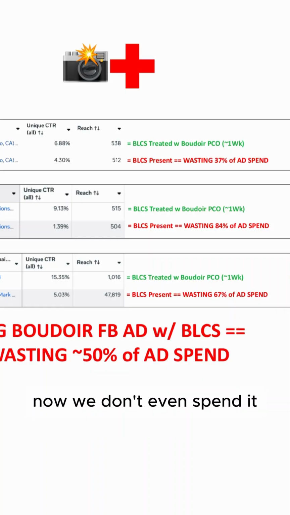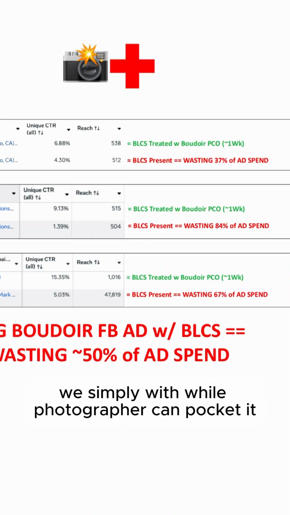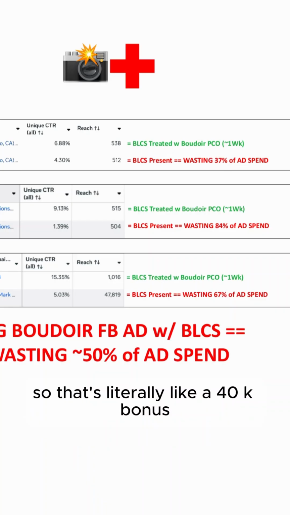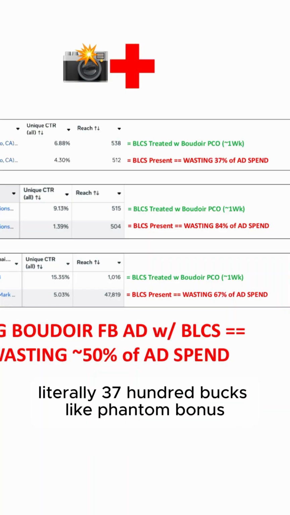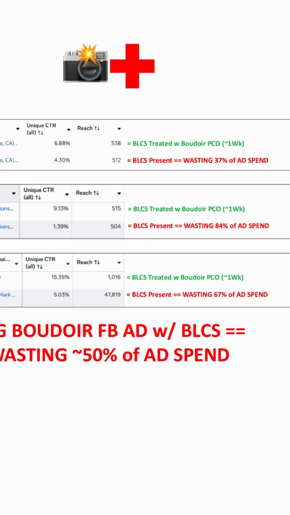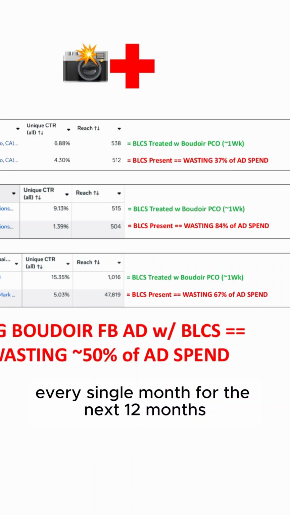Now we don't even spend it. The Boudoir photographer can simply pocket it. So that's literally like a 40K bonus over the next 12 months. Literally $3,700 like a phantom bonus every single month for the next 12 months.